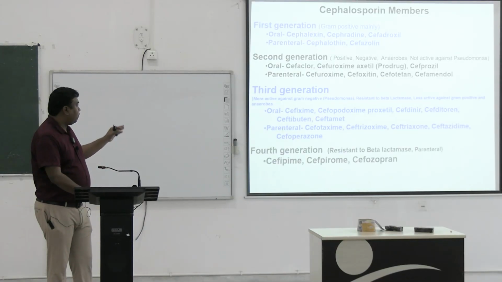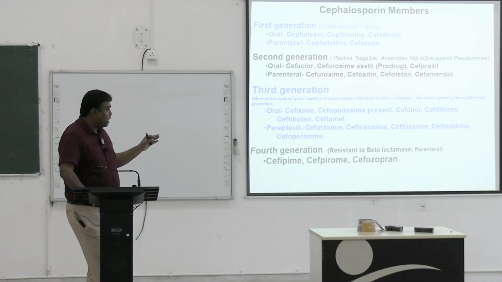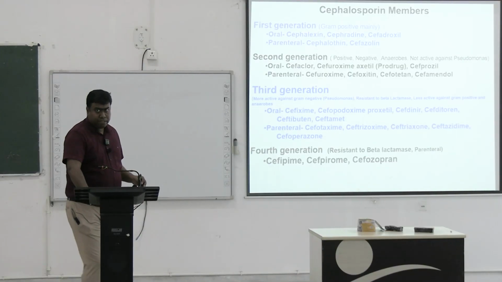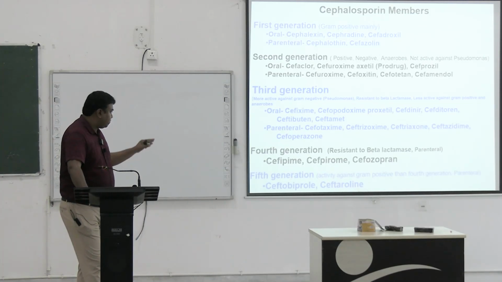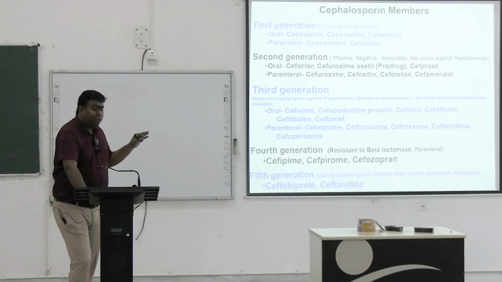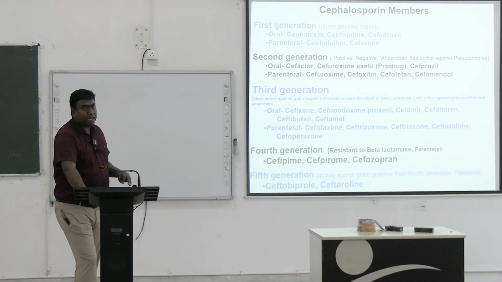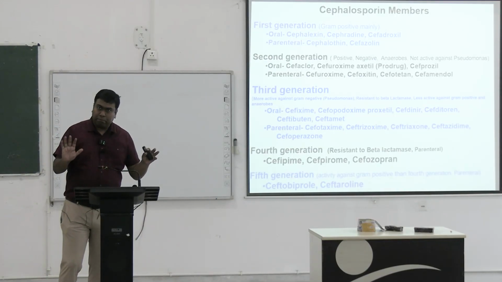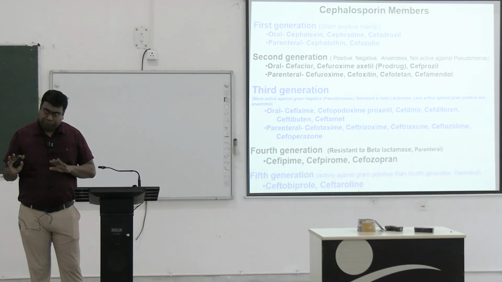Fourth generation, cefepime, cefpirome, they are resistant to the beta-lactamase and given parenterally. Now there may be some fifth generation also developed, ceftobiprole. These are fifth generation, activity against gram-positive better than the fourth generation and given parenterally. So you have to remember at least there are 5 generations nowadays: first, second, third, fourth, fifth.